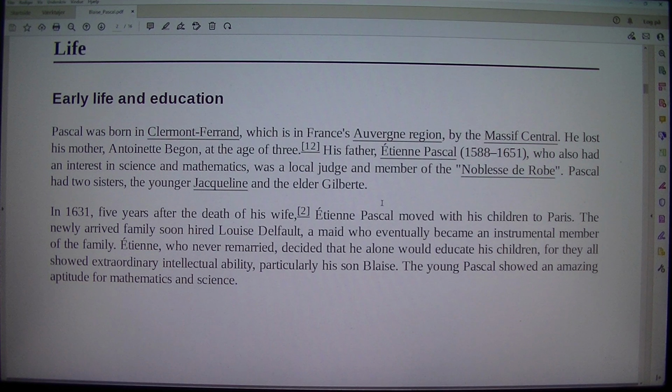In 1631, five years after the death of his wife, Etienne Pascal moved with his children to Paris. The newly arrived family soon hired Louise Delfault, a maid who eventually became an instrumental member of the family. Etienne, who never remarried, decided that he alone would educate his children, for they all showed extraordinary intellectual ability, particularly his son Blaise. The young Pascal showed an amazing aptitude for mathematics and science.